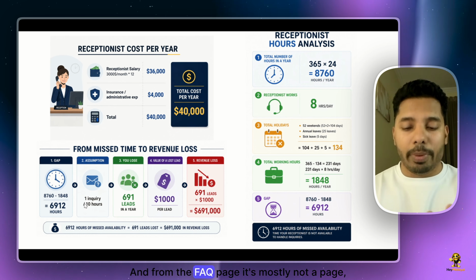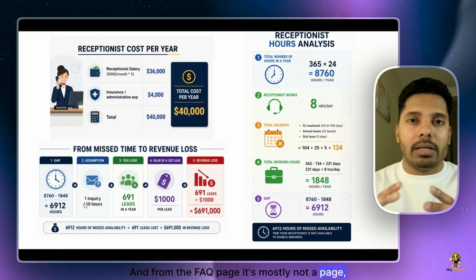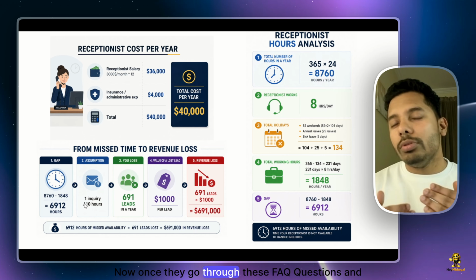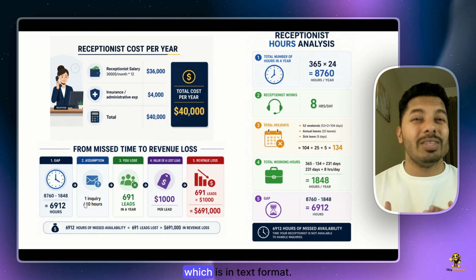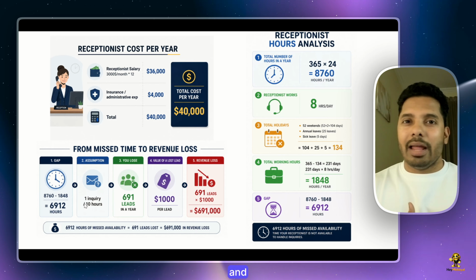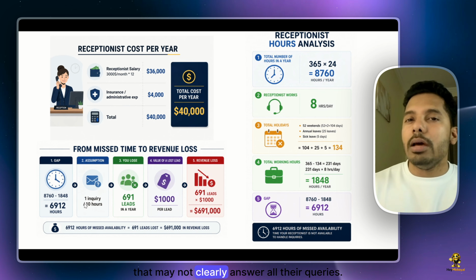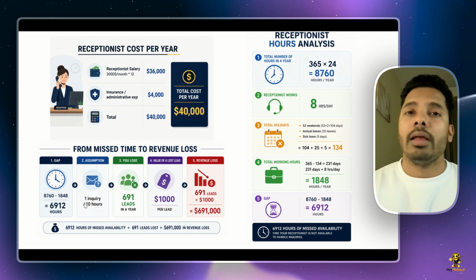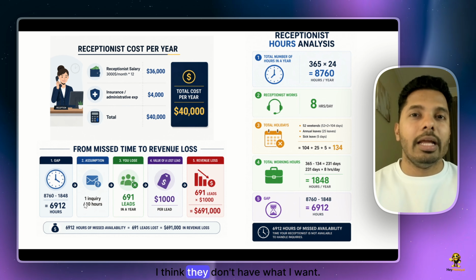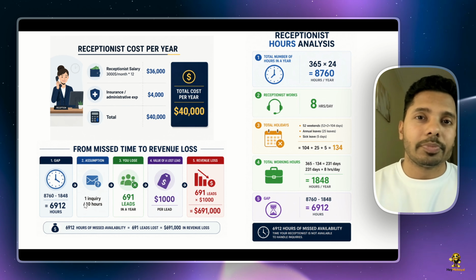And the FAQ page is mostly not a page, but a series of questions and answers. Once they go through these FAQ questions and answers, which are in text format, they may read maybe one or two questions, and that may not clearly answer all their queries. And eventually they feel like, okay, I think they don't have what I want.